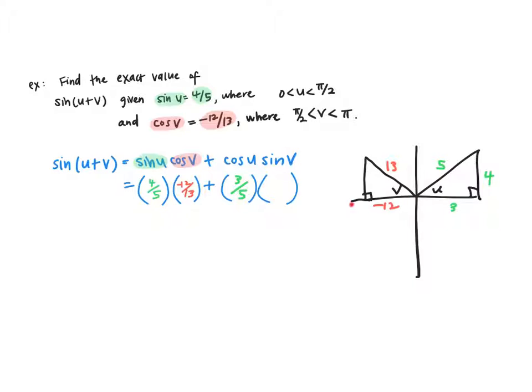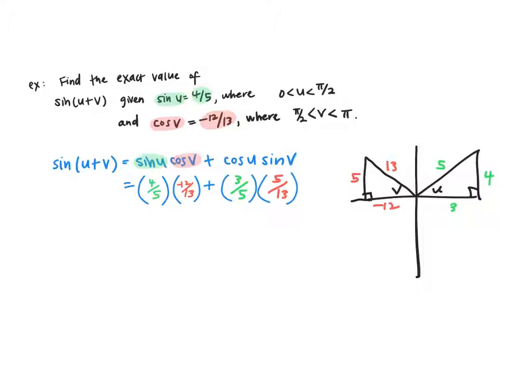So this is a 5, 12, 13 Pythagorean triple. If you didn't know that, you would use the Pythagorean theorem to figure out what that y coordinate is. This y value here is going to be positive 5. Now we can figure out what sine of this angle v is. What is sine of angle v? It's opposite over hypotenuse, so it's going to be 5/13. Okay, we have everything filled out now.